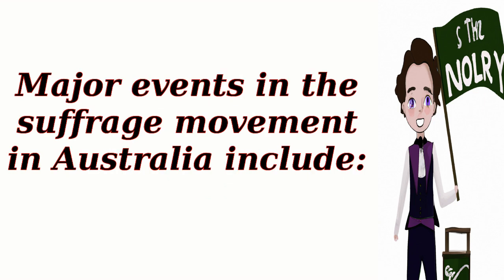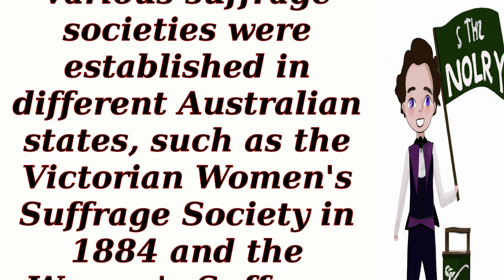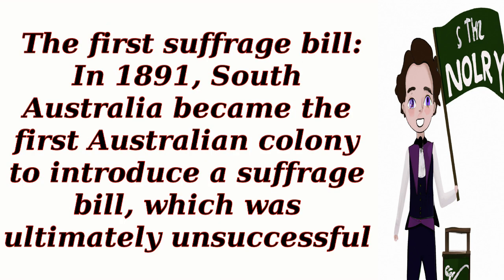Major events in the suffrage movement in Australia include the formation of suffrage societies. Various suffrage societies were established in different Australian states, such as the Victorian Women's Suffrage Society in 1884 and the Women's Suffrage League in New South Wales in 1891.